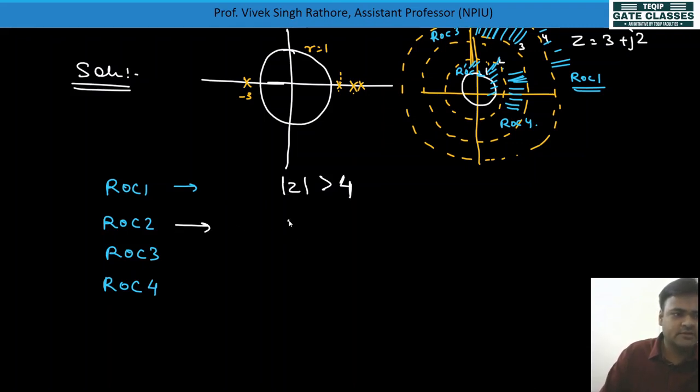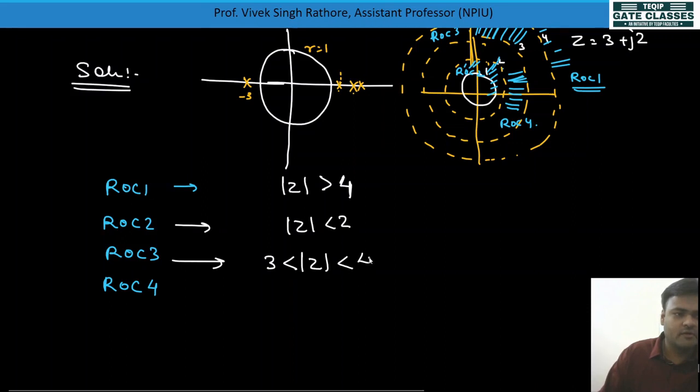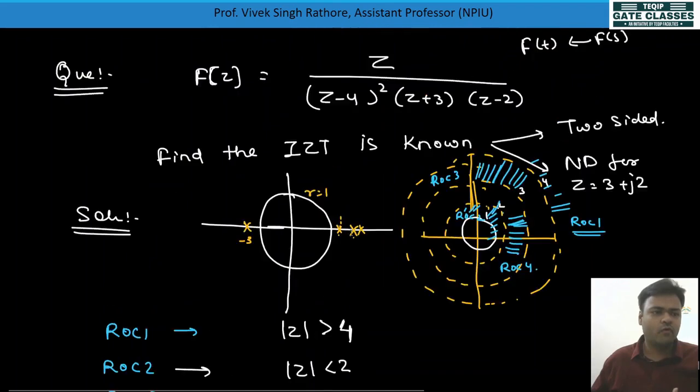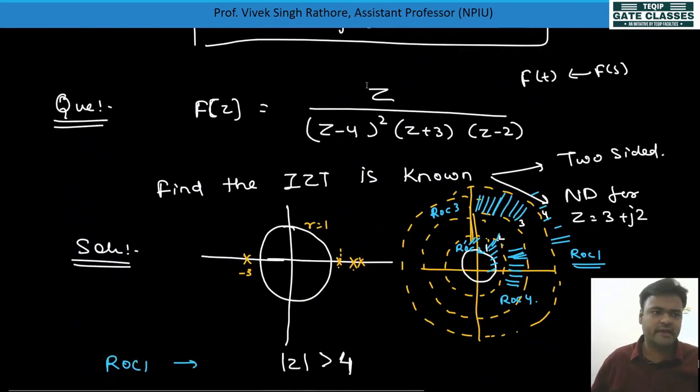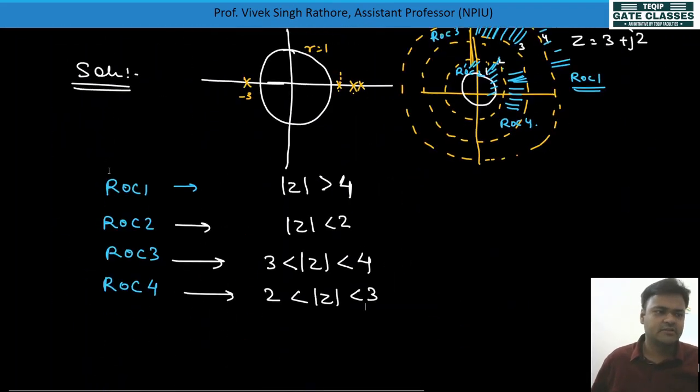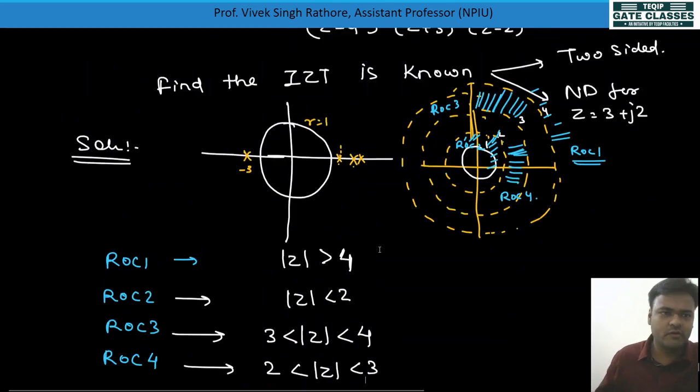The second ROC says that mod z is less than 2. The third ROC is between 3 and 4, so mod z is greater than 3 and less than 4. And ROC number 4 says that mod z is greater than 2 and less than 3. Now these 4 possible ROCs can be formed from this expression. According to the question, which value will be applicable?